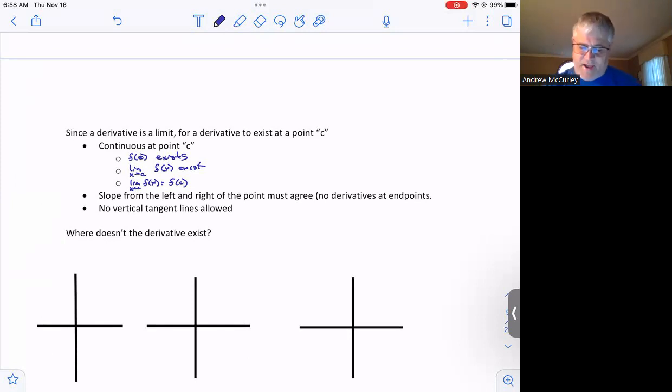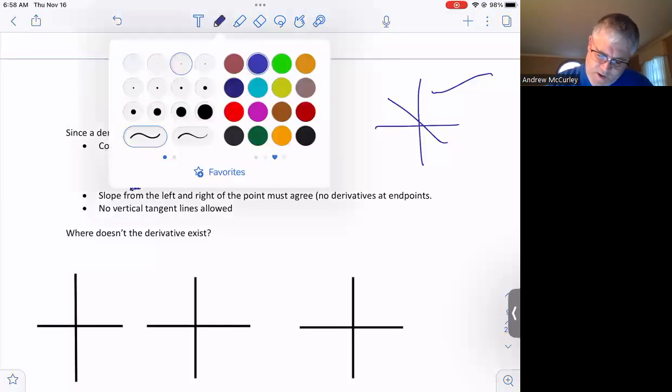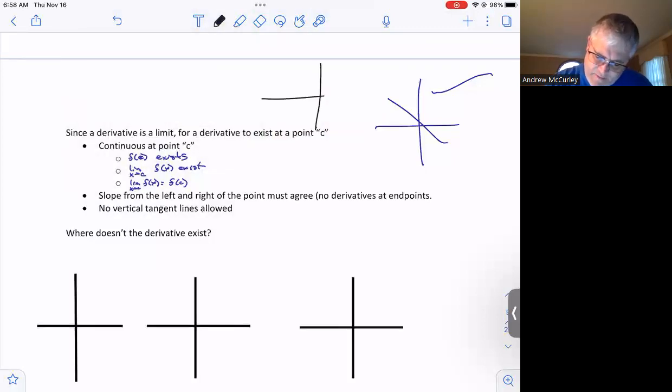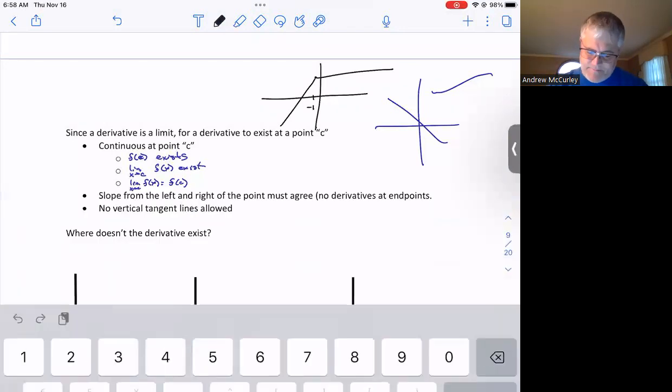We knew if we have a jump, there can't be a derivative there. That's pretty obvious. But what if we had a situation where we have a line going this way, and then we meet, let's say, at -1, and then we have a line going this way. It's like a piecewise function. There's no derivative there either, and we'll talk about that as we go.